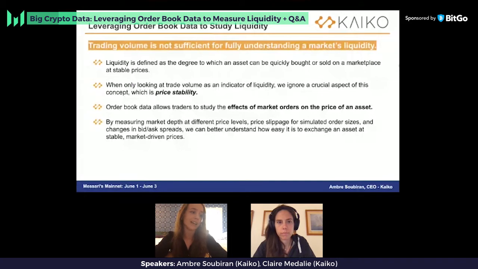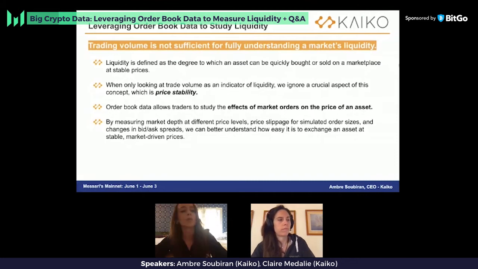Order book data allows traders to study the effects of large market orders on the price of an asset. With trade data, you can't see whether a large market order will actually be able to be absorbed by this market. With order book data, you can measure the impact of large market buy or sell orders on the actual bids and asks of an order book. So by measuring market depth, price slippage, and spreads, we can better understand how easy it is to exchange an asset at both stable and ultimately market-driven prices.